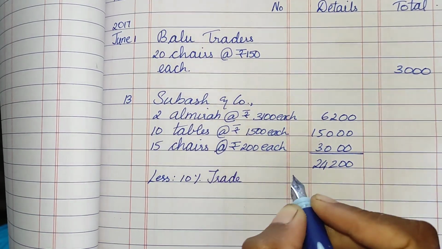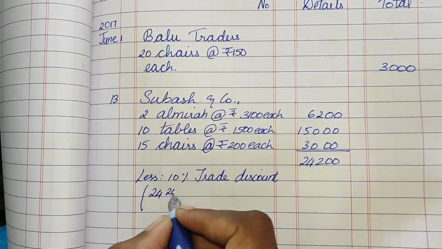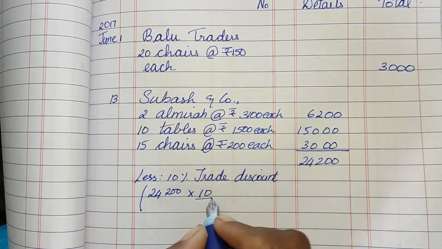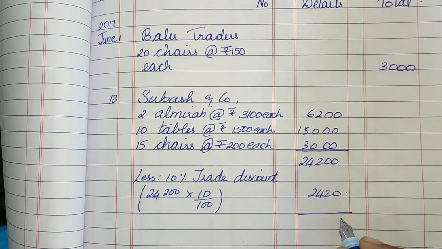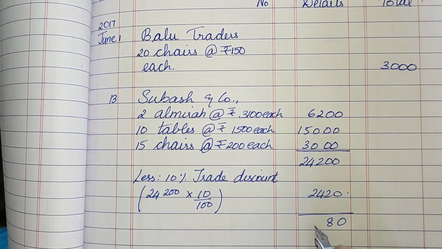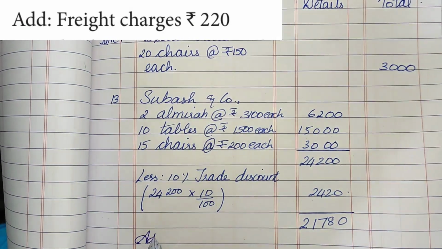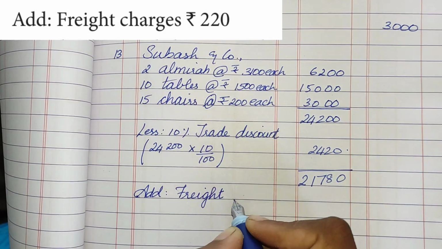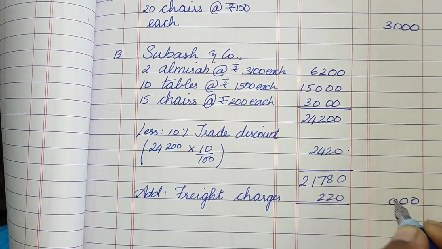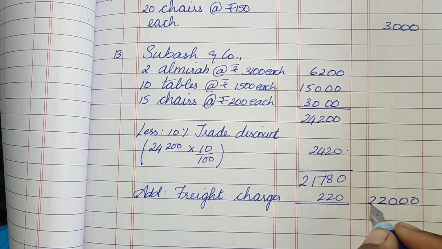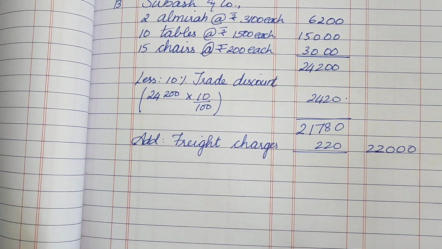So the trade discount will be discounted on the 24,200. So 24,200 into 10 by 100, you get 2,420. On subtraction, we get 21,780 rupees. So next step, we are going to add up the freight charges which we have in the problem. The freight charges is 220 rupees. So on adding, we get an amount of 22,000 which we are going to write in the outer column.